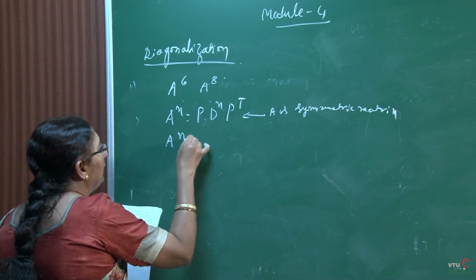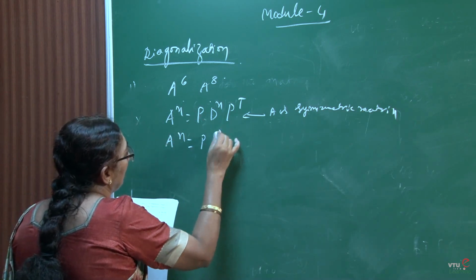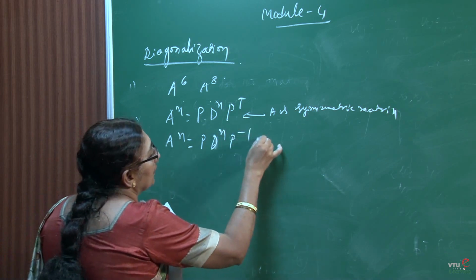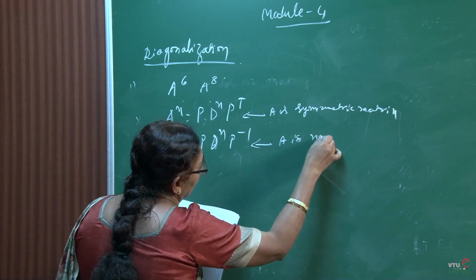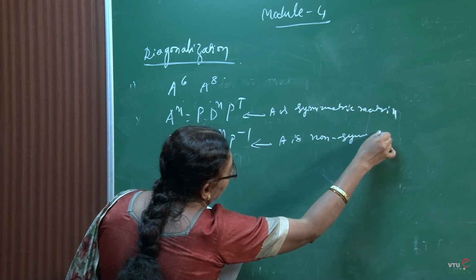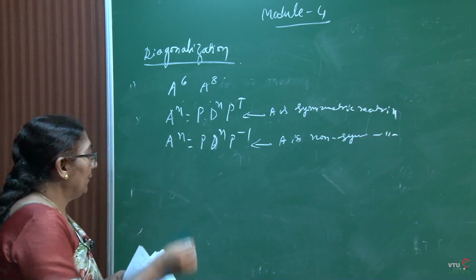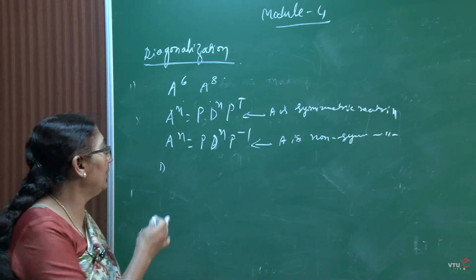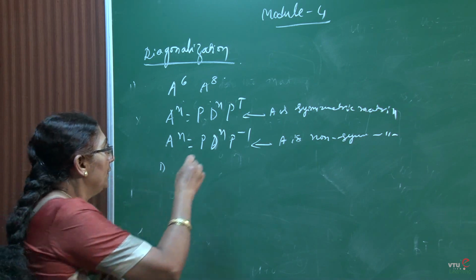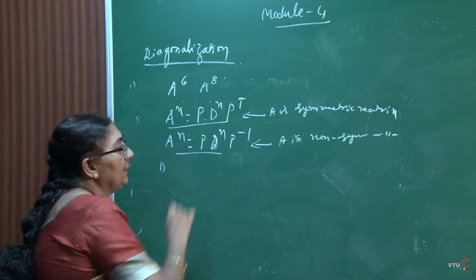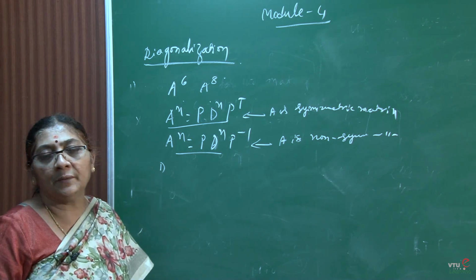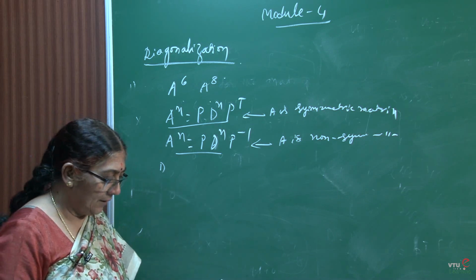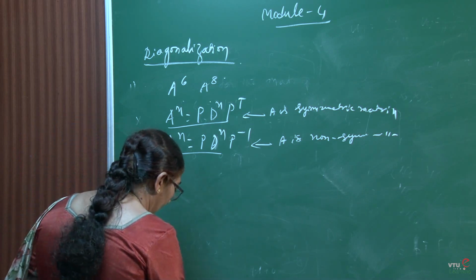If we want to find A power of n and A is non-symmetric, the formula is P into D power of n into P inverse. You can't use the earlier formula when A is a non-symmetric matrix. In some cases we diagonalize the matrix and also find A power of 6, A power of 8, like that, and there we use this. Keep in mind: for symmetric, what's the formula to find A power of 6, A power of 8? What's the formula for a non-symmetric matrix? Now based on that, I am going to take one problem.